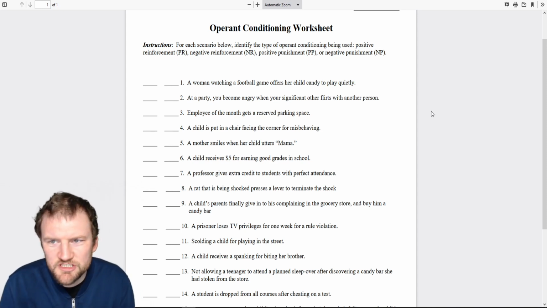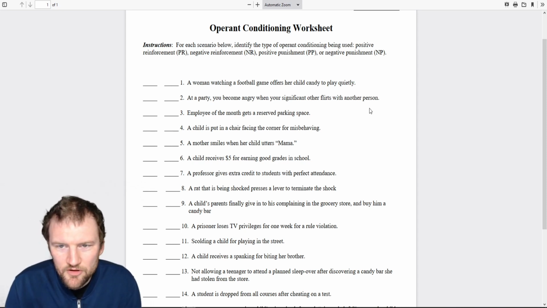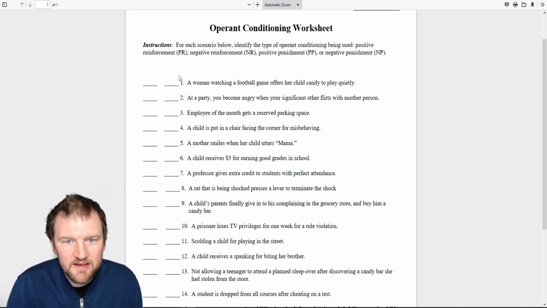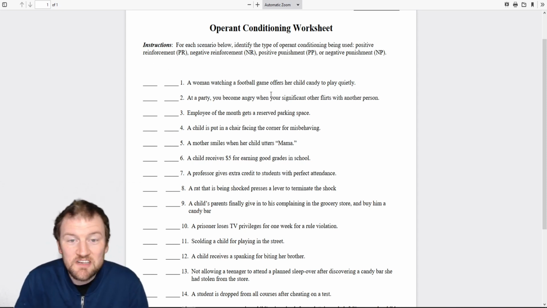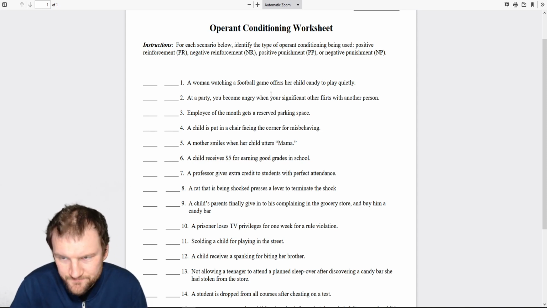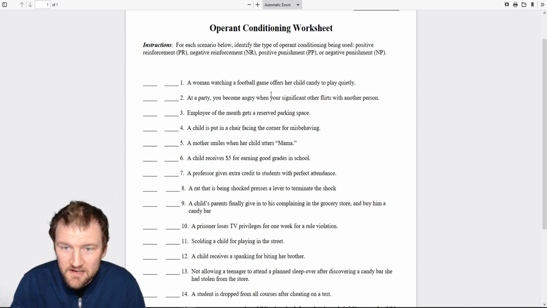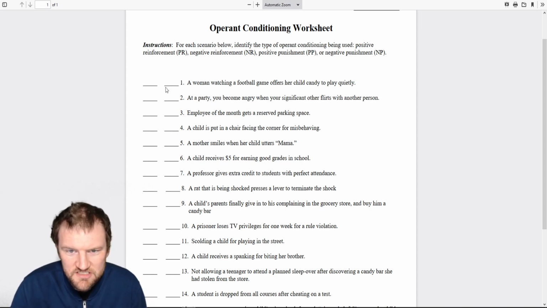So what you're going to do for this worksheet is, I guess, pop it into Notability or however you can write on this. You will write one letter for the first blank and another letter for the second blank. Your options for the first blank are either P or N for positive or negative. The second blank is either R or P for reinforcement or punishment. So it can be PR, PP, NR, or NP. If you ask yourself two very distinct questions, it's pretty easy to do this whole thing. The first question is, is something being added or taken away? If it's being added, it's positive. If it's being taken away, it's negative.